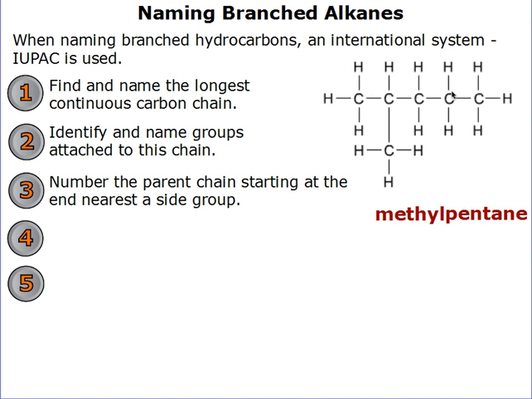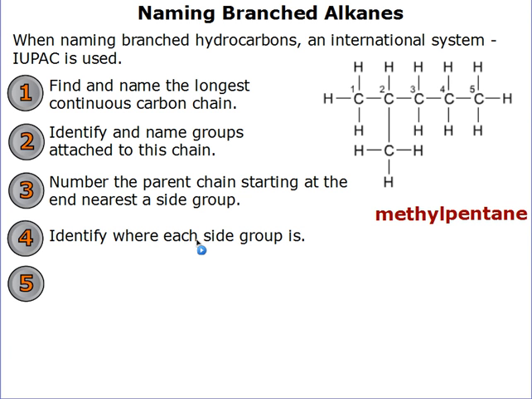So we're looking at the parent chain, we want to number it, and we want the side chain to have the lowest number possible. So in this case we're going to number from the left. So we got 1, 2, 3, 4, 5, and that helps us work out where the side chain is. So we identify in the name where each side group is.